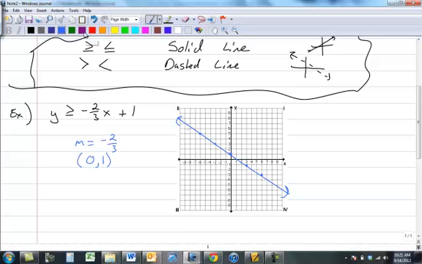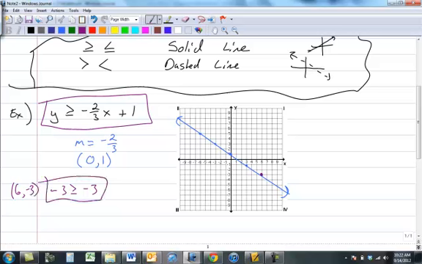Now, the reason why it's solid is because any point that's on this line, for example, 6, negative 3, is a solution to this inequality right here. For example, 6, negative 3: y is negative 3, and negative 2/3 times 6 would be negative 4, plus 1 is negative 3. Since negative 3 is greater than or equal to negative 3, that's why the point 6, negative 3 is a solution, because it gives us a true statement. Points that are on the line give us a true statement.